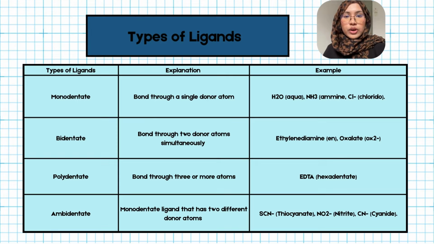Not all ligands bond in the same way. We categorize them by their denticity, which literally comes from the word for teeth, referring to how many times they bind or bond to the metal. First, we have monodentate ligands, like water or ammonia, which bond through a single donor atom. Second, we have bidentate ligands, such as ethylenediamine, EN, which are more complex. They bond through two donor atoms simultaneously. Third, we have polydentate ligands, like EDTA, which are heavy hitters that can bond through 3 or more atoms. We also have ambidentate ligands. These are unique because they are monodentate but have a choice. They can bond through one of two different donor atoms, such as the nitrogen or the sulfur in a thiocyanate ion.